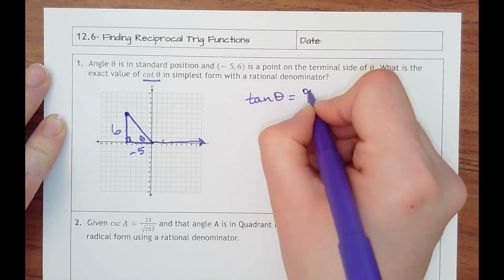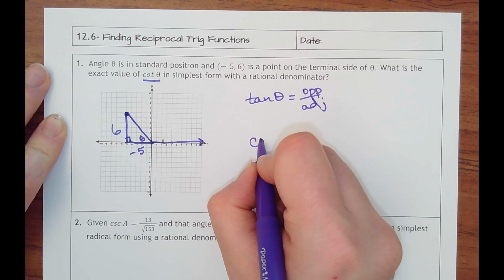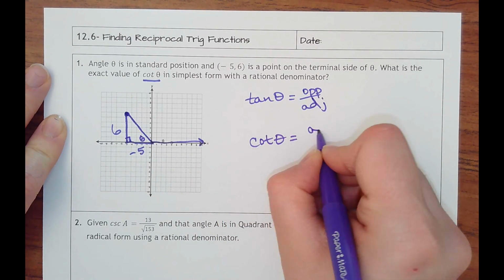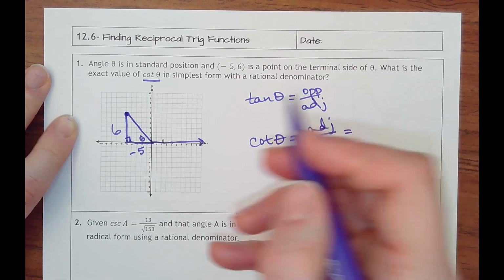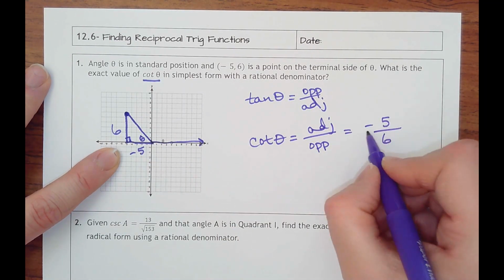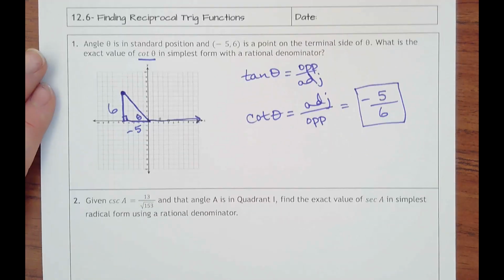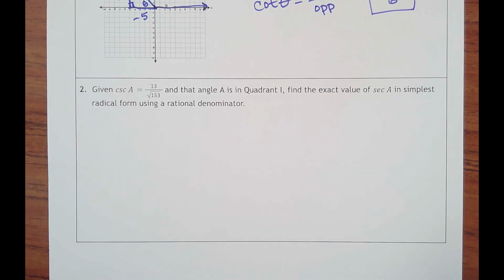TOA is opposite over adjacent. So now cotangent is going to be adjacent over opposite. So that'll be -5 over 6. And that's it. Number 2 does not have a graph. You can choose to graph it or not.